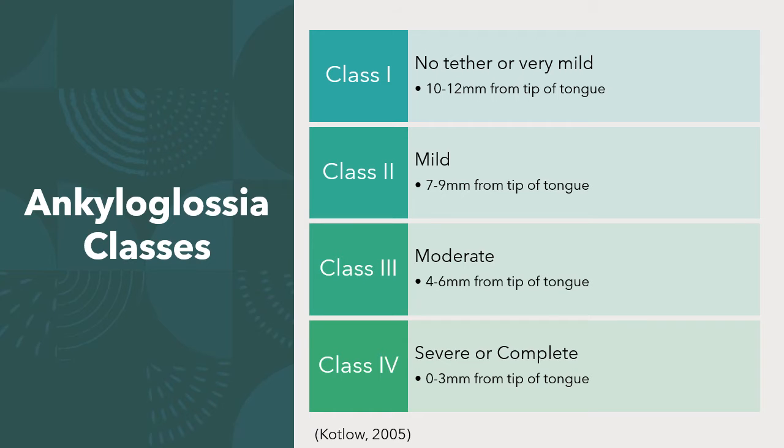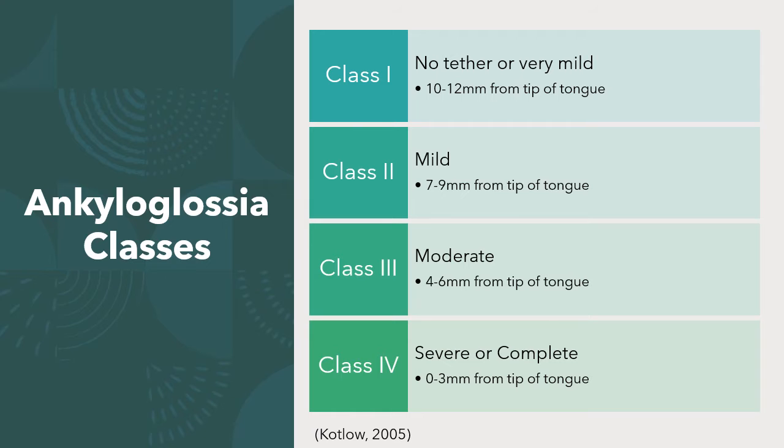Ankyloglossia is graded or classed into 4 subgroups. Class 1 through Class 4, Class 1 representing the least of oral tethers, and Class 4 representing the most severe cases. A tongue tie is determined by measuring from the tip of the tongue to the point of insertion of sublingual tissue, or where the frenulum begins.